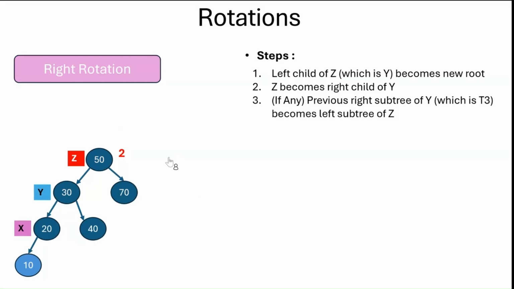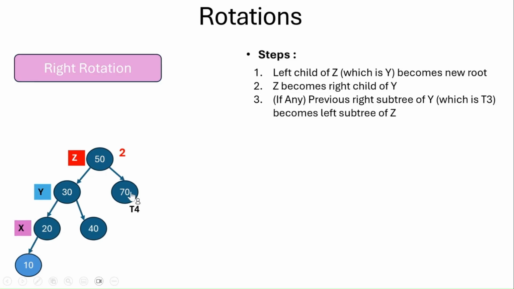So, sorry, I will rephrase and correct it. We find the left-left situation by checking if the balance is greater than 1 and if the new node is added as a direct left child of Y or if the new node is added as a child of the left child of Y. Either the direct child of Y or added as a child of the left child of Y.